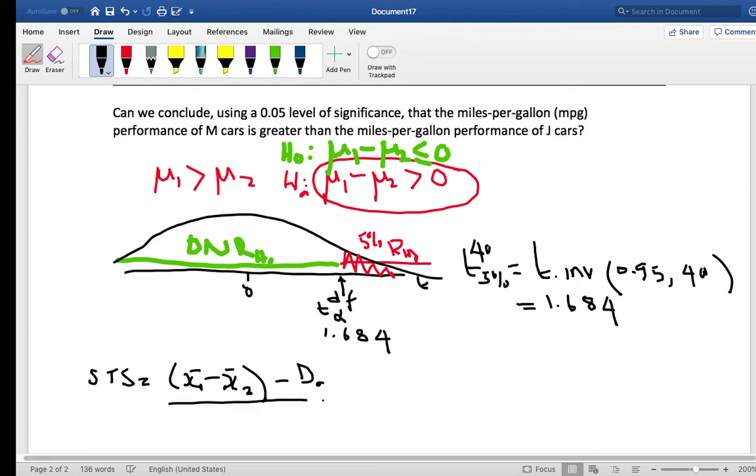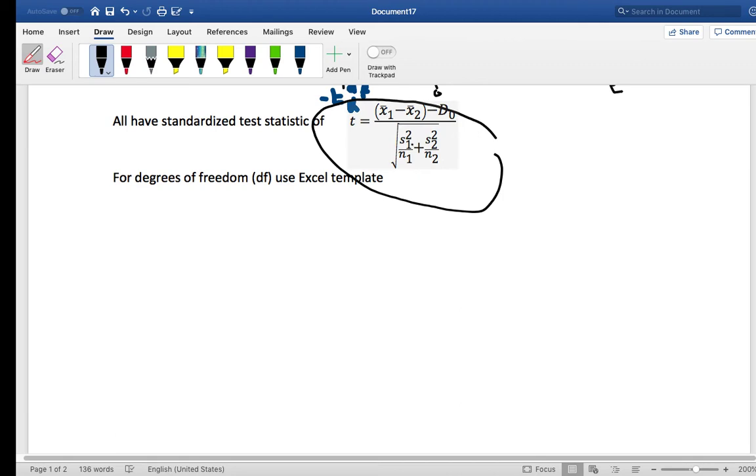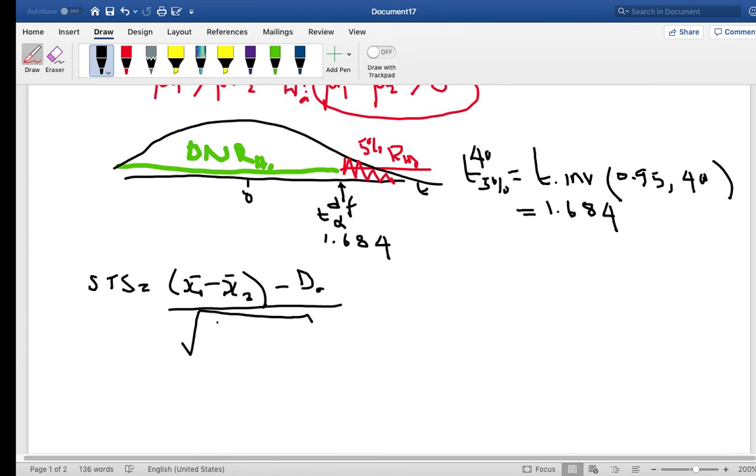That's going to be divided by the square root. Do you remember what it was? Was it sigma 1 squared over n1 plus sigma 2 squared over n2? Let's have a look. Sigma 1 squared over n1 plus sigma 2 squared over n2. So let's go back down and put that in. I'm sorry, it's not sigma, it's s, isn't it? s1 squared over n1 plus s2 squared over n2. And we've pretty much got all that data.